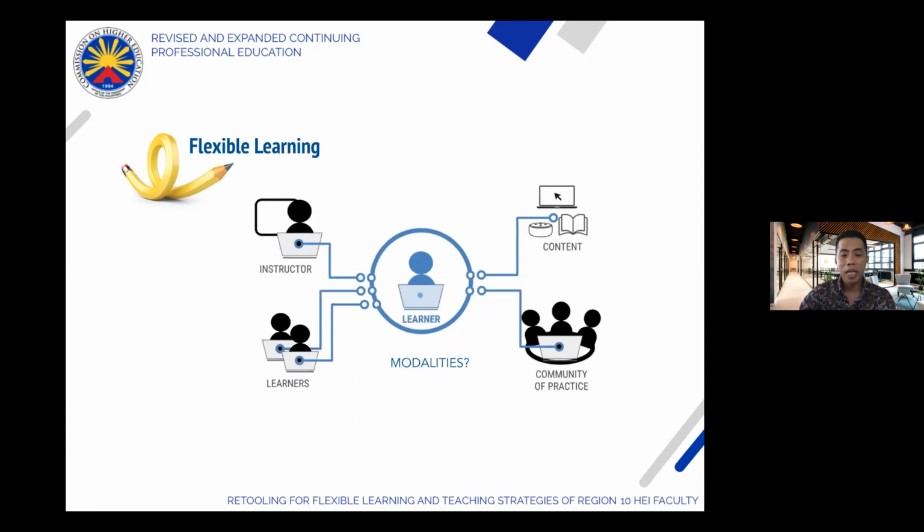We also need to rethink learner and content interaction. How do learners interact with content? Will they be interacting with content through LMS, through Facebook posts, through modules that we have prepared for them? And we also need to think about learner and learner interaction, because this is actually important. According to some studies, learner to learner interaction helps a student succeed in online learning platforms. And we should also think about learner and the community of practice.